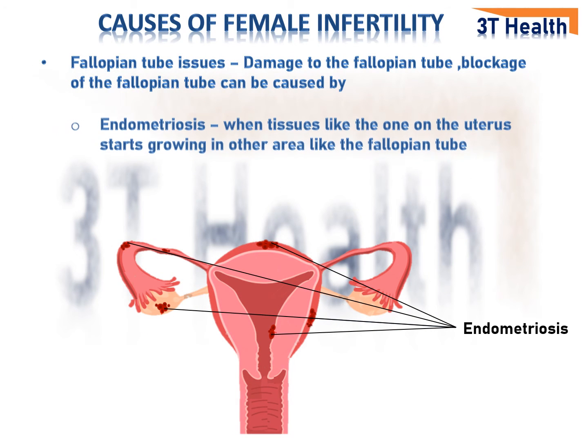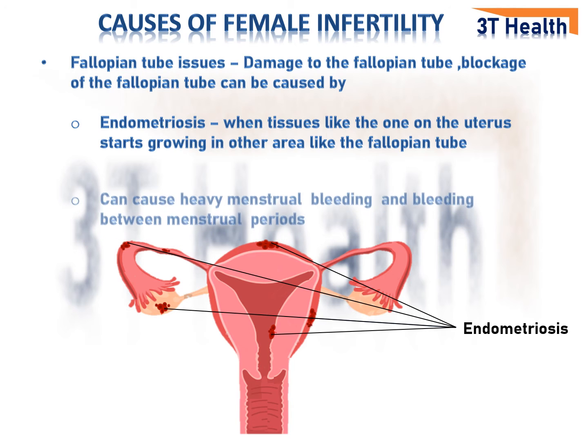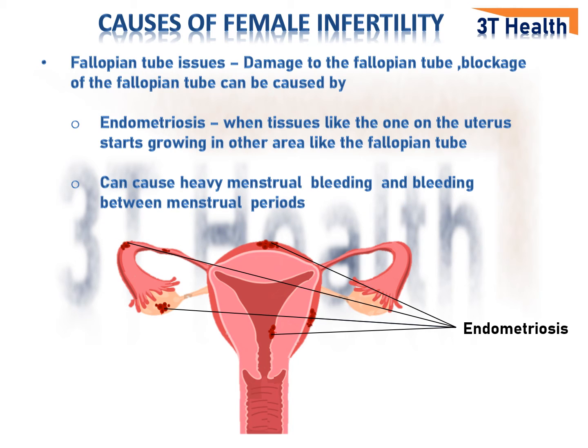Then you could also have endometriosis. Now, this is when tissue like the one on the uterus starts growing in other areas like the fallopian tube. When that happens, it blocks the fallopian tube. Then when it grows around the ovary, this can cause heavy menstrual bleeding and bleeding between periods.